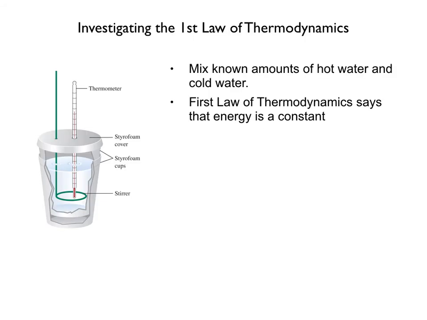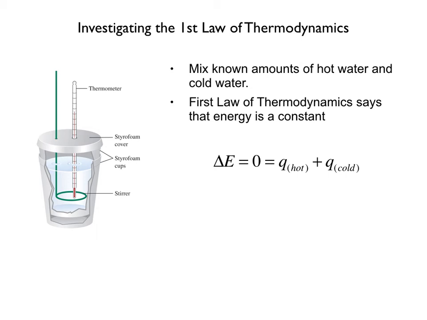So in the first investigation, we're going to look at the first law of thermodynamics. And what we're going to do is we're going to mix known amounts of hot water and cold water in a calorimeter. And according to the first law of thermodynamics, we know that the total energy change has to be 0. So we can write that out as delta E equals 0.